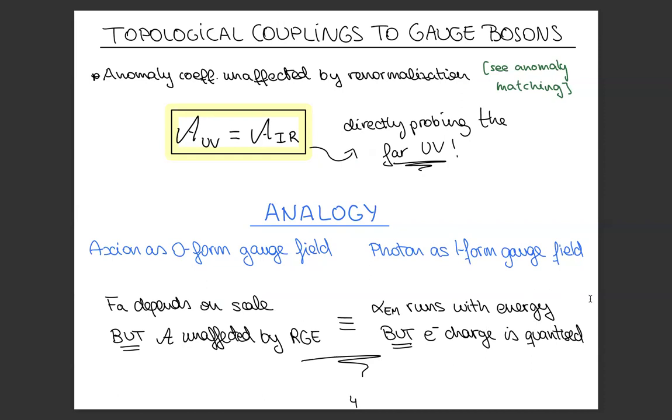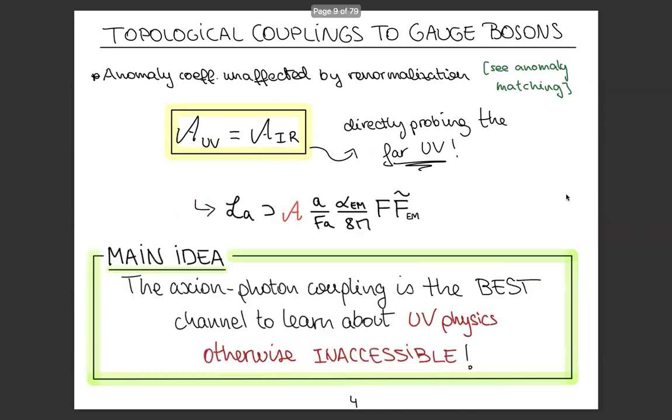It doesn't depend on the energy, right? So for this reason, I believe that understanding axions as zero-form gauge fields is quite useful. Now, the main idea for this talk is going to be that the axion-photon coupling, because of these topological properties of axion couplings to gauge bosons, is going to be probably one of the best channels that we have to learn about UV physics, which is otherwise inaccessible.